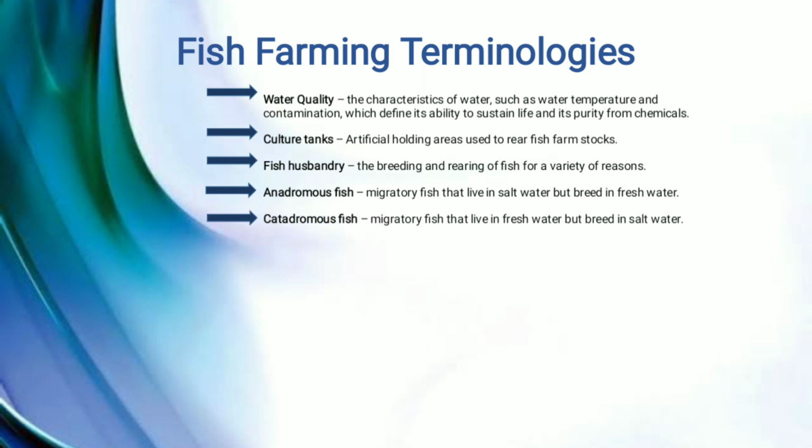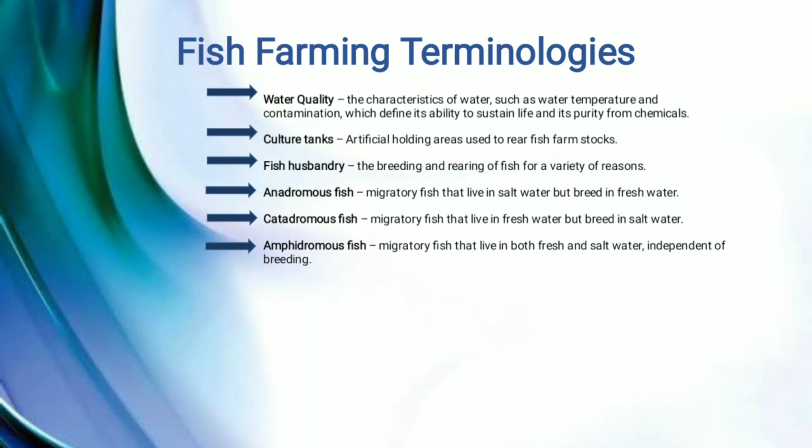And next is catadromous fish, which live in freshwater but breed in salt water. That is opposite to anadromous. Anadromous will always move from salt water to freshwater, whereas catadromous move from freshwater to salt water just for the purpose of breeding or hypophysation or fertilization.